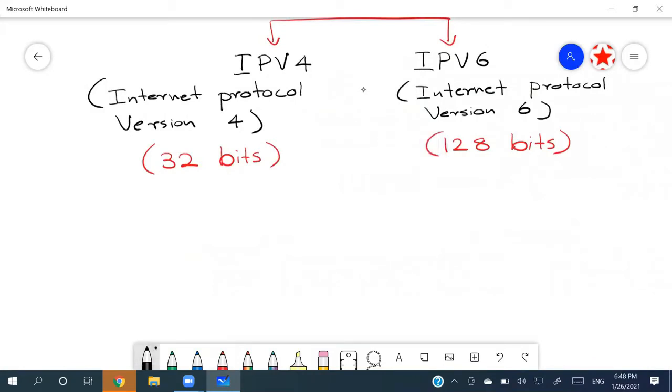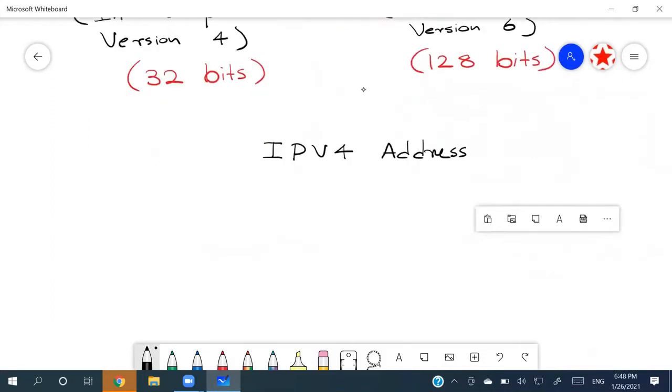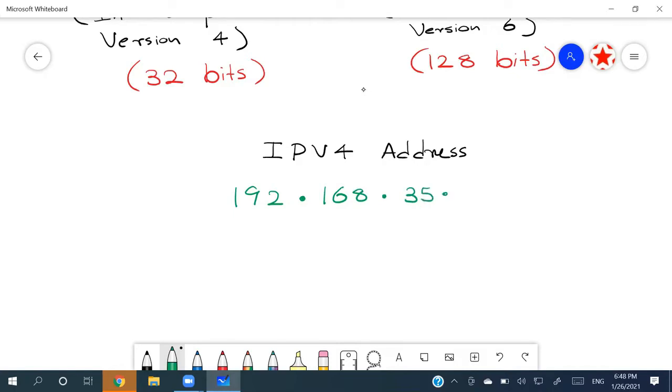So an IPv4 address, the way we can generally see it in our computers, is in this format. We call this the dotted decimal format. So it is like this: 192.168.35.42. This is called the dotted decimal notation.